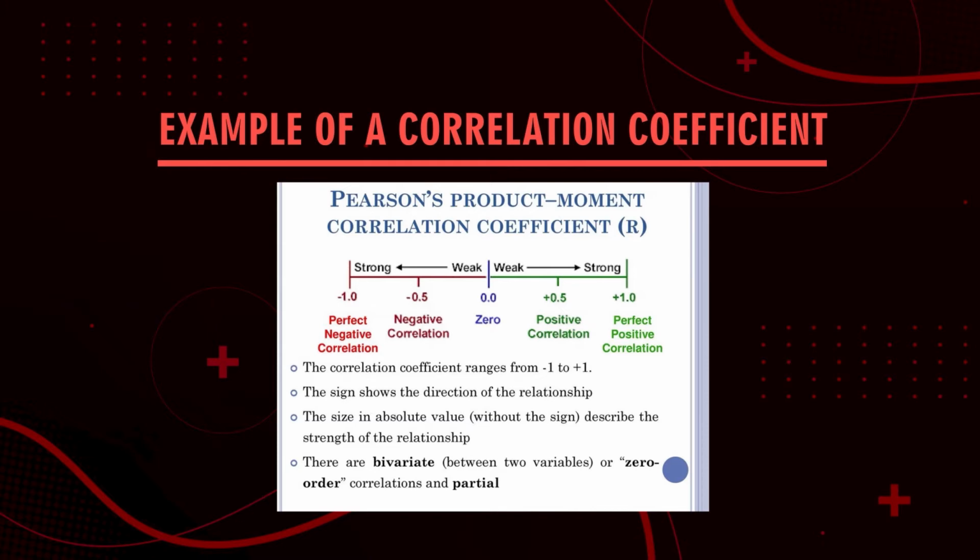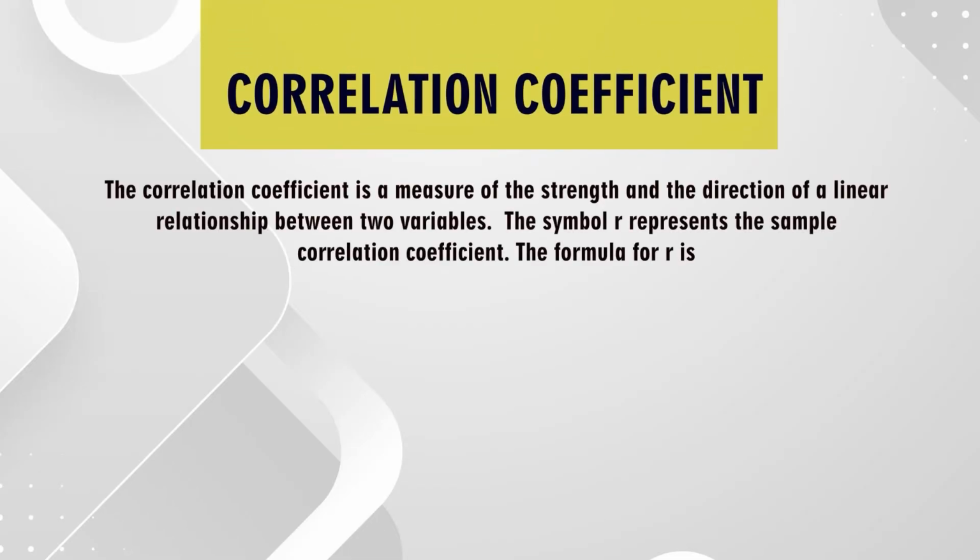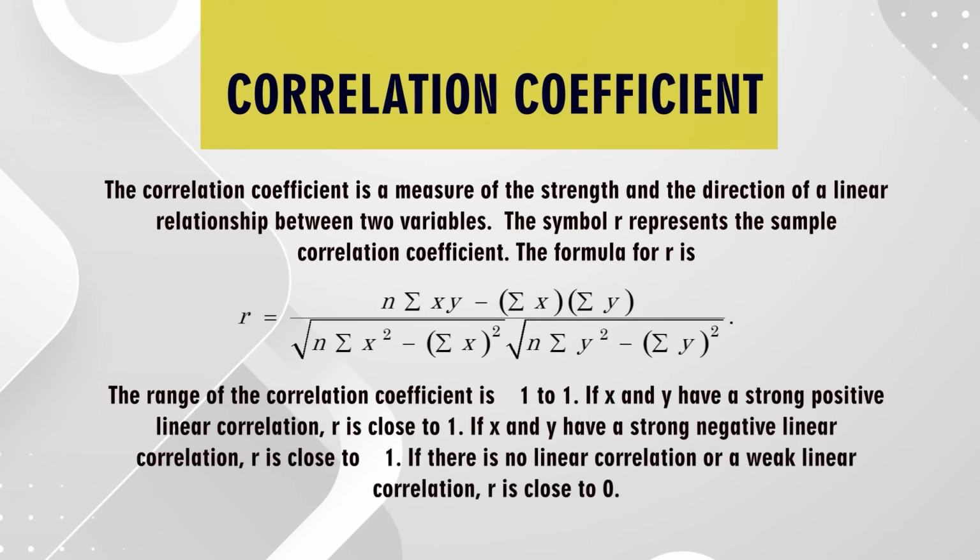The correlation coefficient is a measure of the strength and the direction of a linear relationship between two variables. The symbol is usually denoted by small r, which represents the sample correlation coefficient, and the formula for r is n sigma xy minus sigma x times sigma y, divided by the square root of n sigma x square minus sigma x whole square, times the square root of n sigma y square minus sigma y whole square.